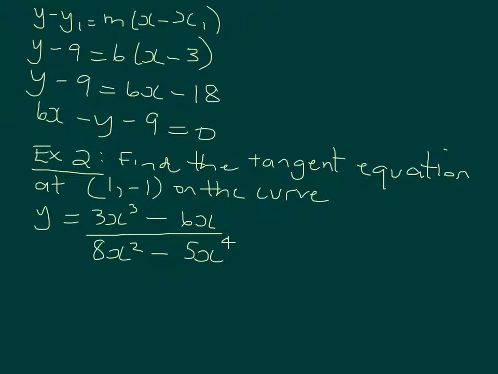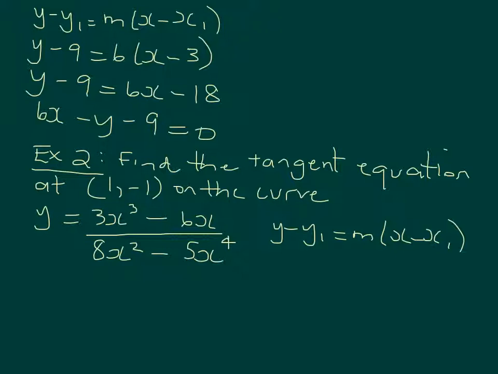The gradient's not dependent on the y value, we need the x value. So the tangent equation, doesn't matter what this curve looks like, it's not as easy as the last one, but we're finding the equation of a straight line essentially. So we need the equation y minus y1 equals m into x minus x1. We've got our points, our x1 and y1, we just need our gradient, and that's gained from the derivative.